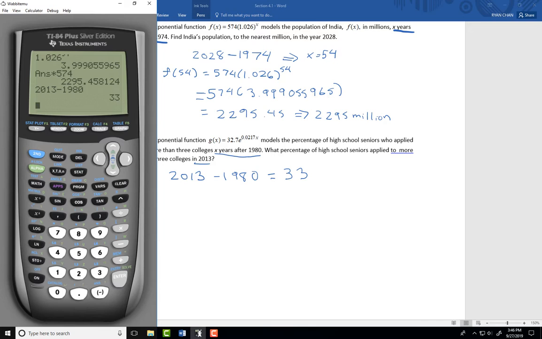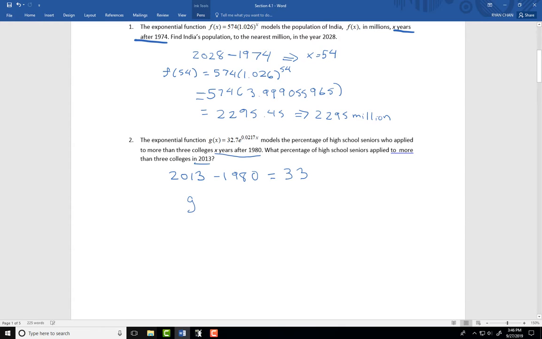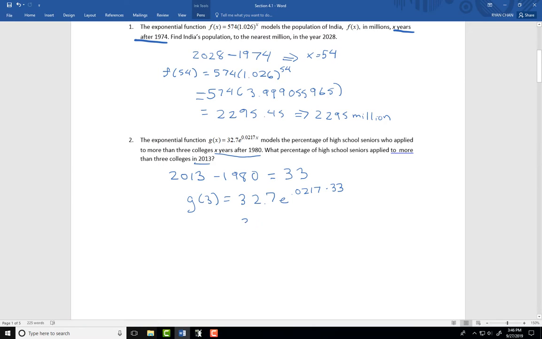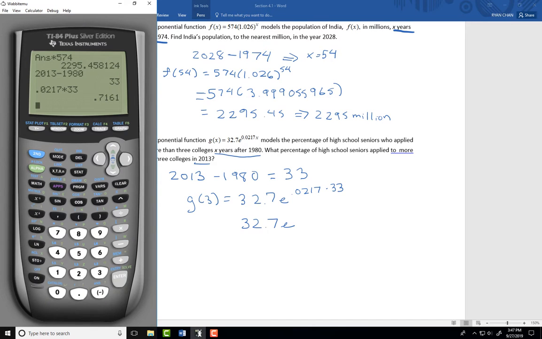We have a special one where my base is what's called e. So when I plug this in, I have x as 33. And when I plug 33 in, I have the following. Remember the rule is exponents: I have two exponents right next to each other, so I'm going to multiply them out. So I have 32.7 e raised to the 0.7161.